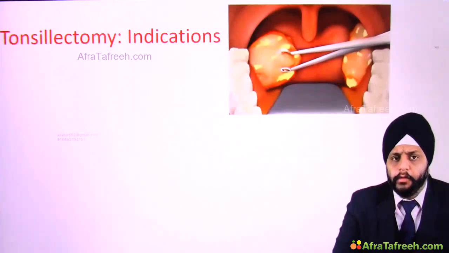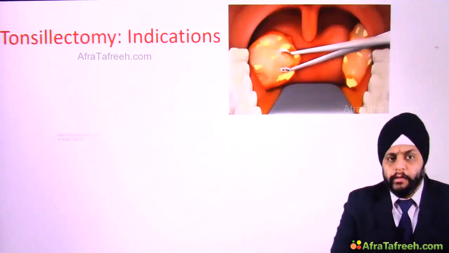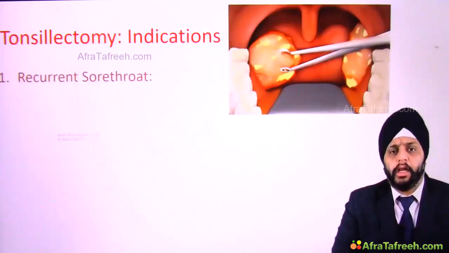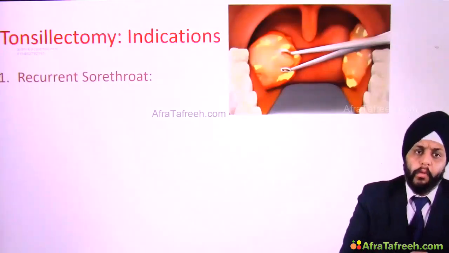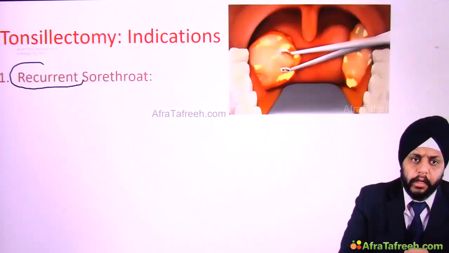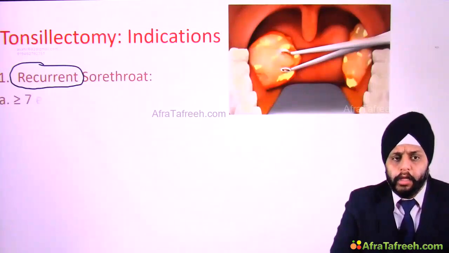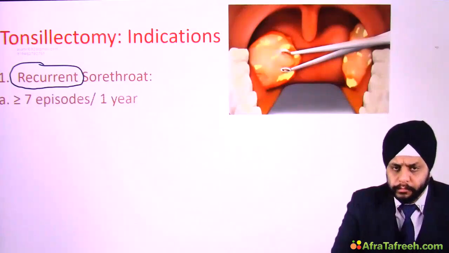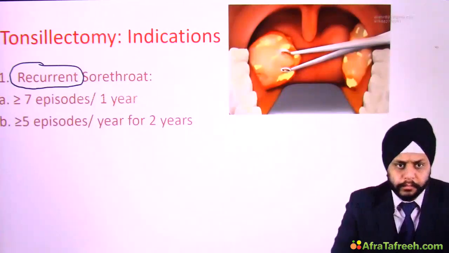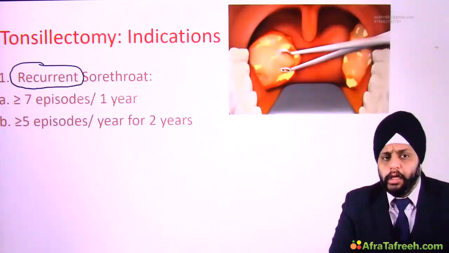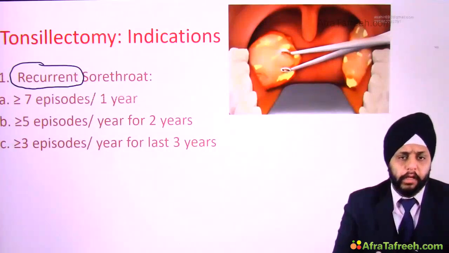What are the indications of tonsillectomy? When do we decide that we have to remove the tonsils? So as I said, we will do tonsillectomy when there is recurrent sore throat, when there are recurrent attacks of sore throat. When will I call that this is a recurrent sore throat? What do I mean by recurrent? Now, recurrent means more than or equal to 7 episodes in 1 year, or more than or equal to 5 episodes per year for 2 years, or more than or equal to 3 episodes per year for the last 3 years. Last 3 consecutive years.